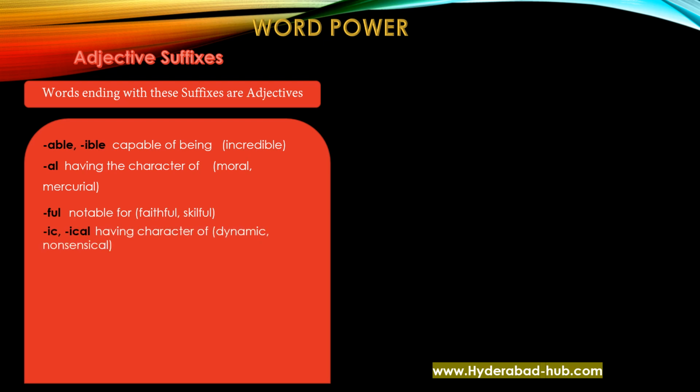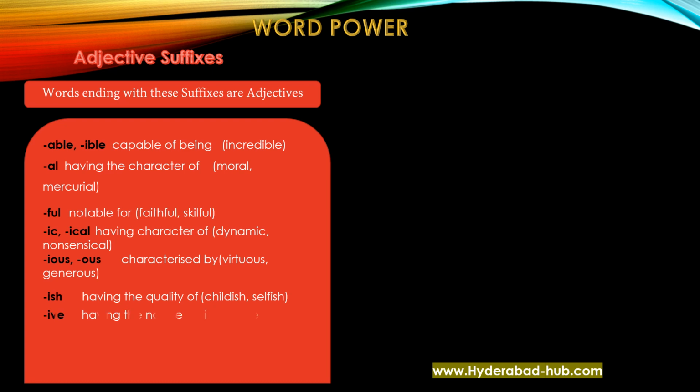Ic, ical. Meaning: having the character of. Example: dynamic, nonsensical. Ious, ous. Meaning: characterized by. Example: virtuous, generous. Ish. Meaning: having the quality of. Example: childish, selfish.